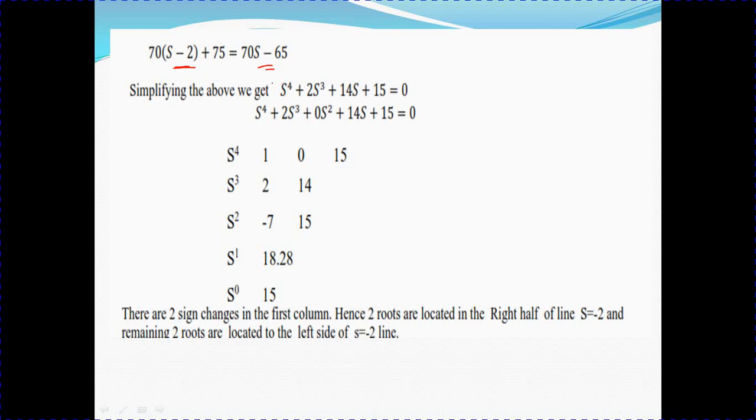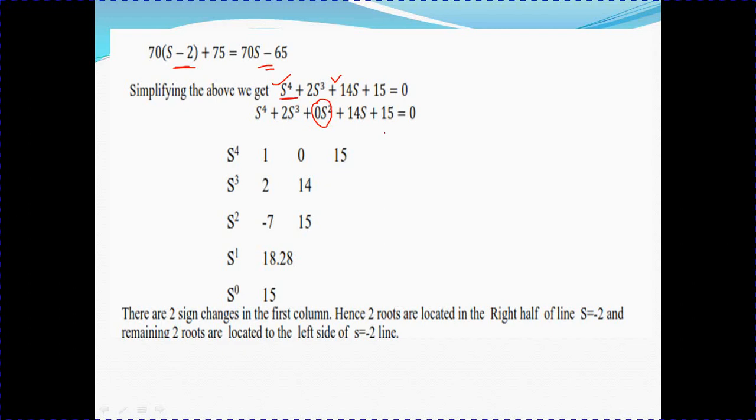If you simplify it, then this is what you are going to get: s to the power 4 plus 2s cube plus 14s plus 15 equal to 0. Now you can see very clearly one term is missing, that is the s square term. The coefficient is 0, so that's why we have not mentioned it in the earlier written characteristic equation. So right away we can say that this is going to be an unstable system, because it will not meet the necessary conditions.